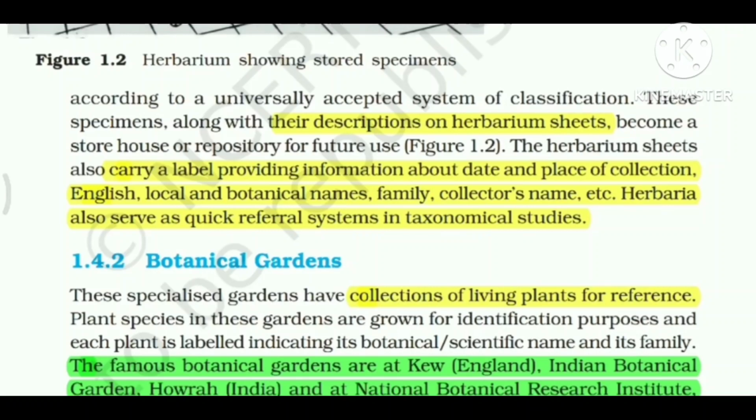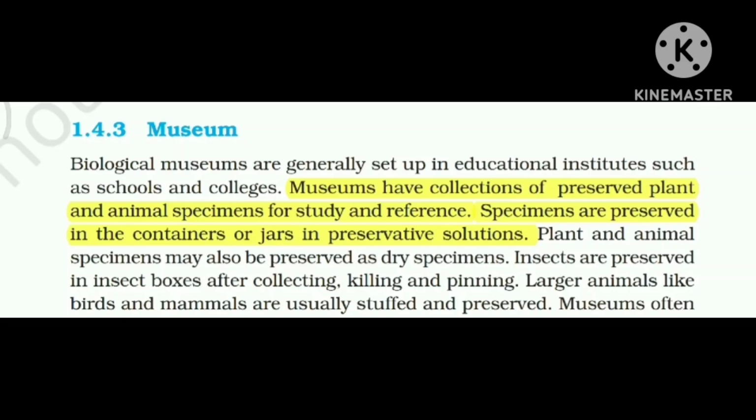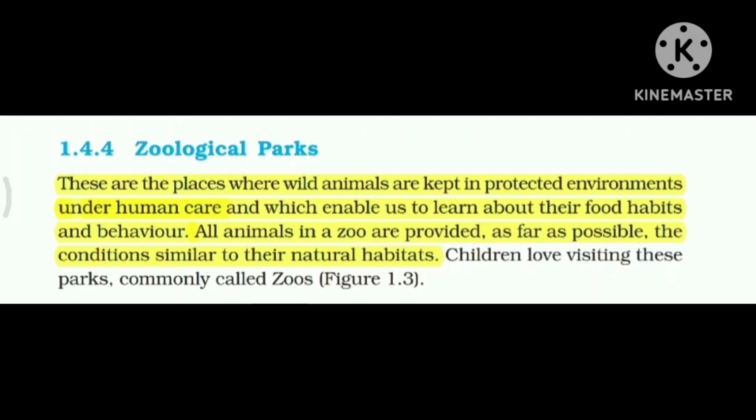Then you move further to botanical garden. We can see collections of living plants, and the famous botanical gardens are situated in Kew in England, the Indian Botanical Garden at Howrah, and the National Botanical Research Institute in Lucknow. Then you go to museums. We can see collections of preserved plants and animals. They are used for study and reference, and the specimens are preserved in containers or jars in preservative solutions. Now we go further to zoological park. It is included in ex situ conservation, in which wild animals are kept and protected under human care.